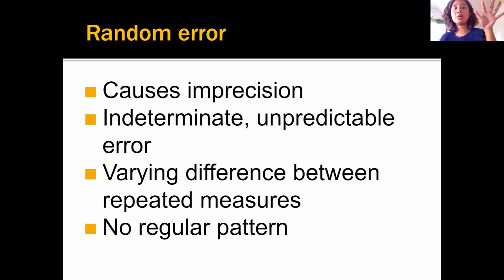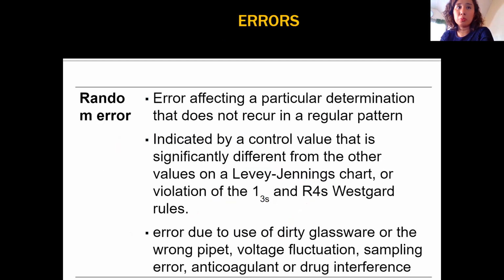So, ibig sabihin, dapat magkakalapit yung results, biglang ang taas nito. So, if there is a random error, they could be unpredictable, okay? Yeah. So, there are differences in repeated measurement. So, when there is random error, mababa na yung precision mo, okay? So, it does not happen in a regular pattern.